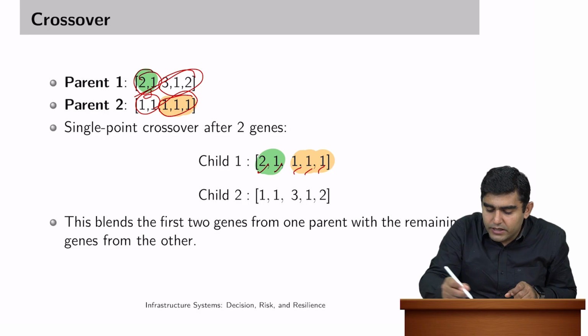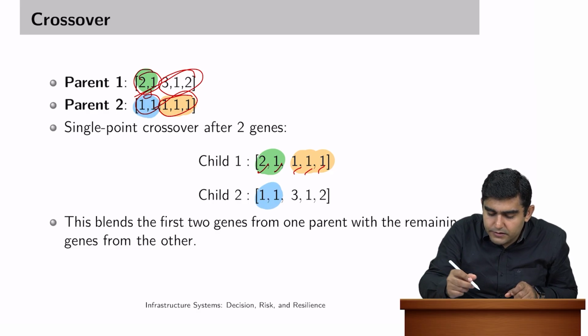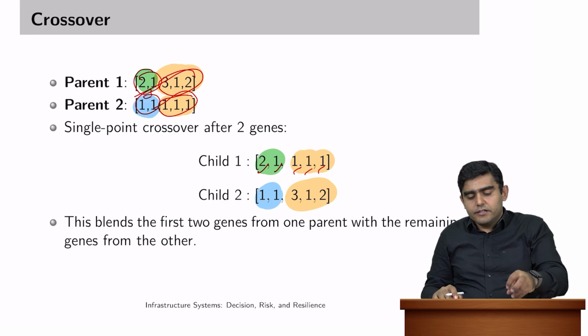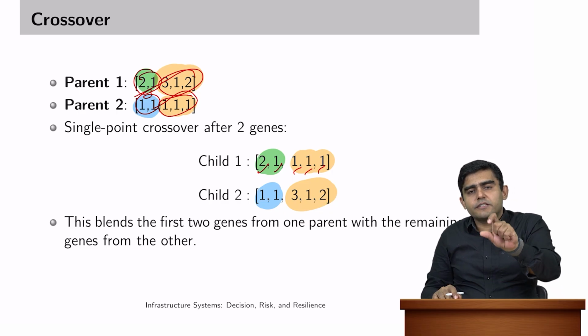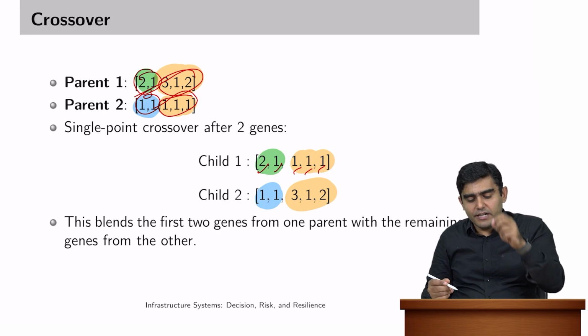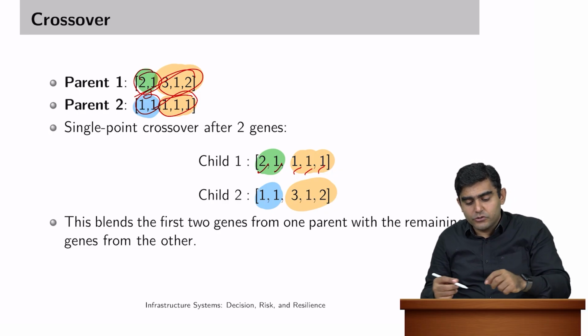I will also highlight the second one. This 1 1 comes from here, and this 3 1 2 comes from here. So if this is clear, you now clearly see why these child 1 and child 2 would have this specific chromosome that we have done after this crossover.